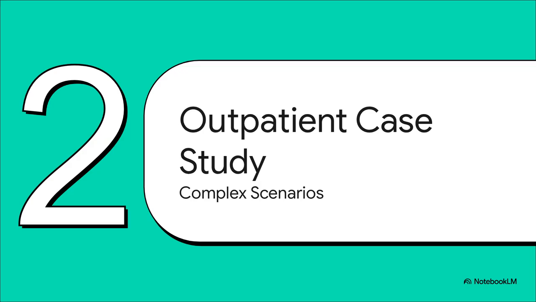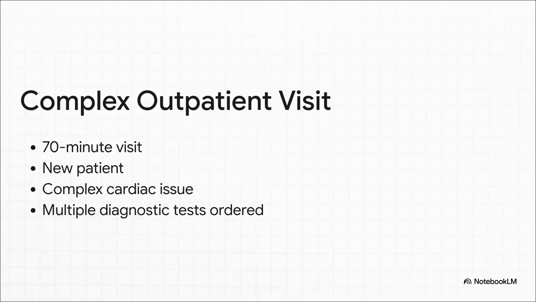Moving right along to Section 2, Outpatient Case Study Application, Complex Scenarios. Imagine this. A new patient presents to the office with a highly complex cardiac issue. The provider spends a total of 70 minutes on the date of the encounter. That 70 minutes includes evaluating the patient, counseling them on preventative measures, doing a minor bedside procedure, and ordering multiple diagnostic tests. So what do we do? How do we process this massive amount of clinical data to arrive at the right code?